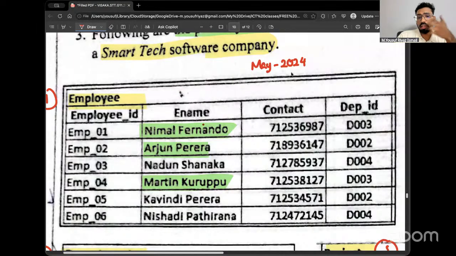What do you mean by none? I found out Nimal, Arjun, Martin, all three of them are working. So how can I say none? How can you say none? It's not given. You can't start from here. If you're saying you have to start from here, tell me how to start from here. You can't just randomly give answers like that.